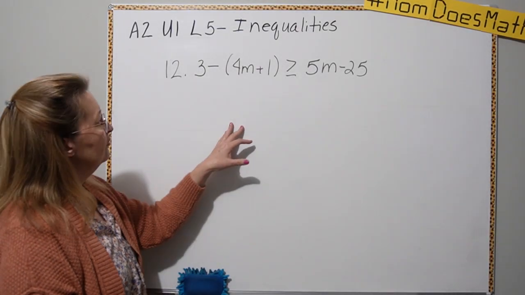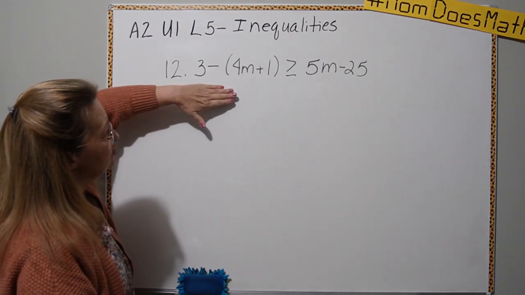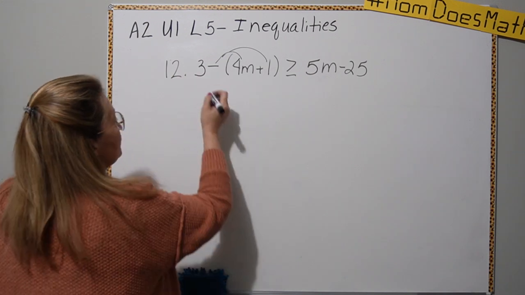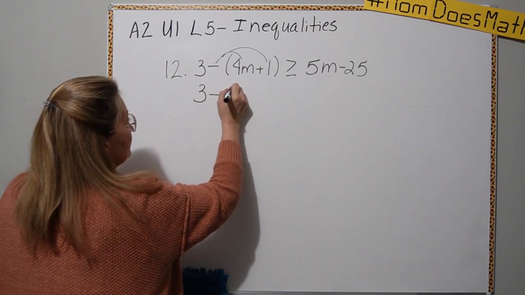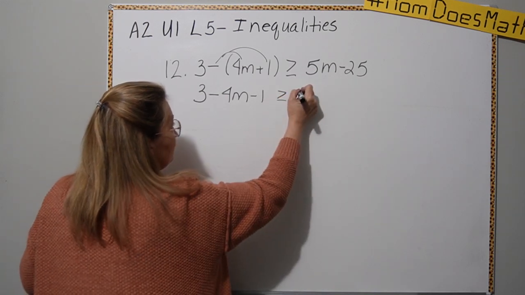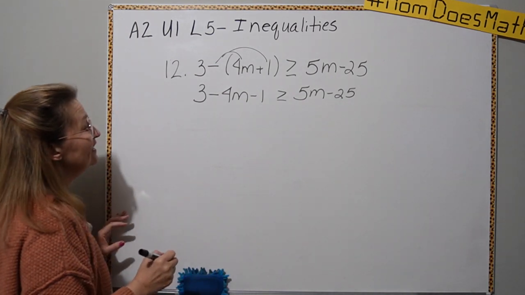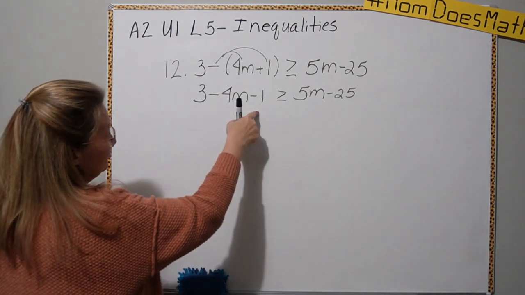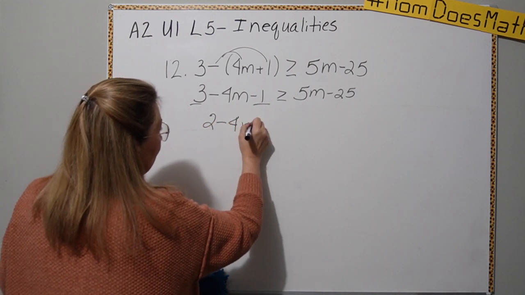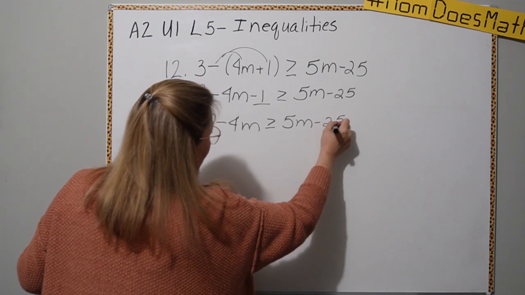Okay, let's work on number 12. We see this set of parentheses, first of all, that needs to be eliminated. So we're going to distribute what's outside, and what's outside is just the minus sign. So over here, we're going to have 3 minus 4m minus 1 is greater than or equal to 5m minus 25. All right, next, let's go ahead and combine 3 minus 1 right here. So that's going to give us 2 minus 4m is greater than or equal to 5m minus 25.